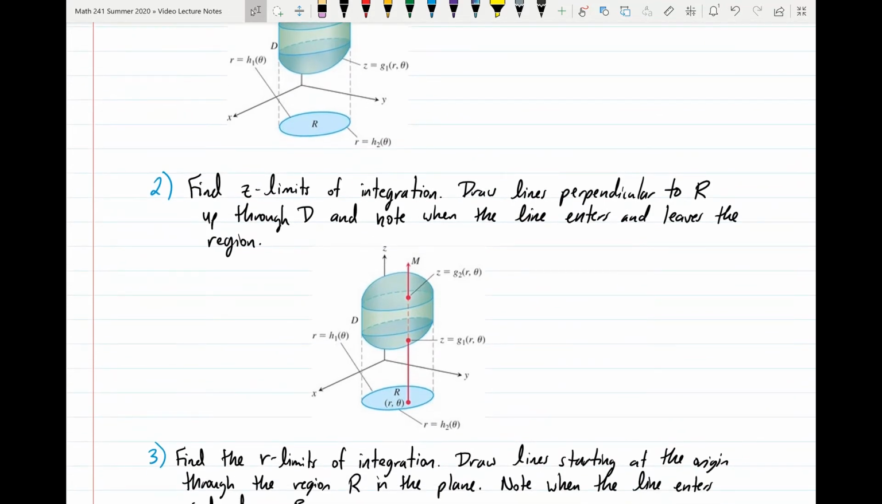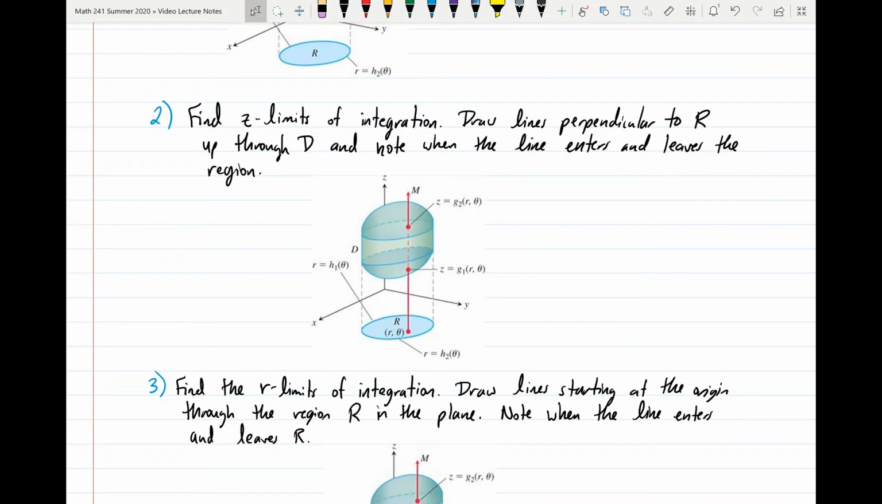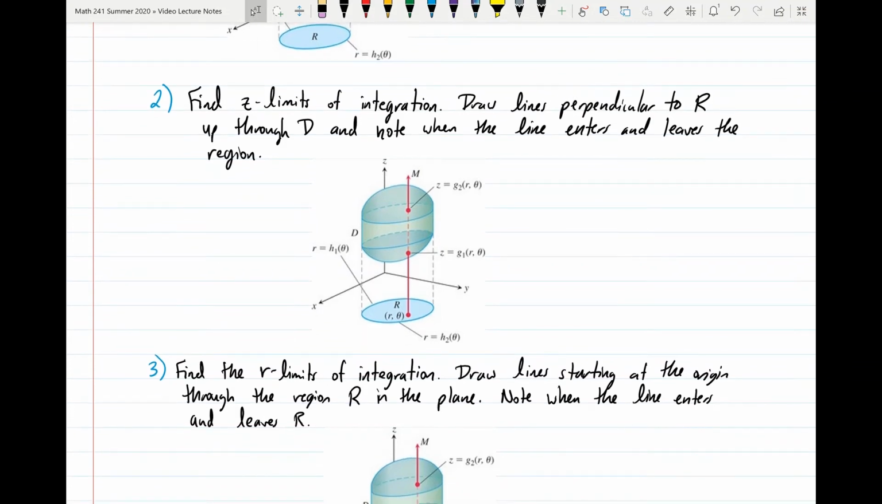After we have our working sketch, so we know what things look like, the next step would be to find the limits of integration for the variable z. To do that, we can draw lines that are perpendicular to the region R that go up through the region D in space. Just pick some point inside of R and then draw a line that goes straight up, and it should go up through the region D. And we want to make note of when the line enters that region and when the line leaves that region.